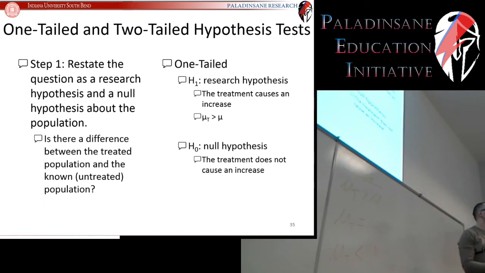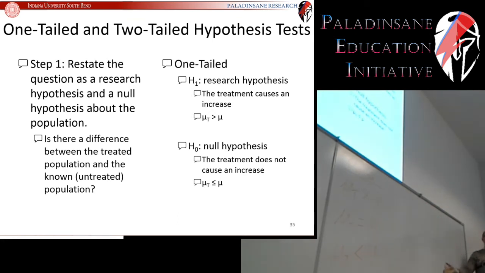Because of that, your null hypothesis has to cover everything else. So the null hypothesis, the treatment does not cause an increase, is the complete opposite of this, and that is the less than or equals. Because it has to cover the less than. What if your treatment causes a decrease? That's not what we're looking for. That's the null hypothesis. What if your treatment is equal to the other one? That's not what we're looking for. That's your null hypothesis. So your null hypothesis has to cover the other two options.